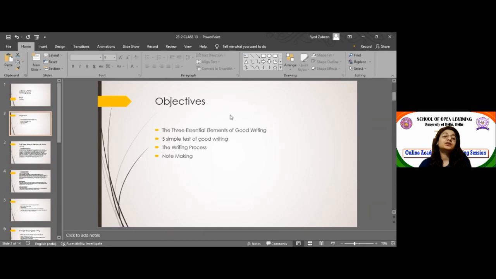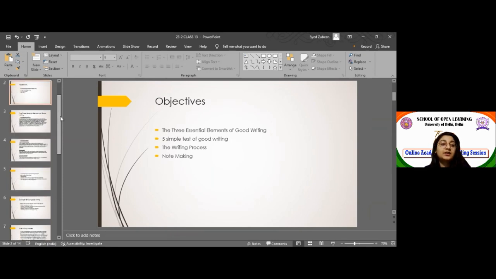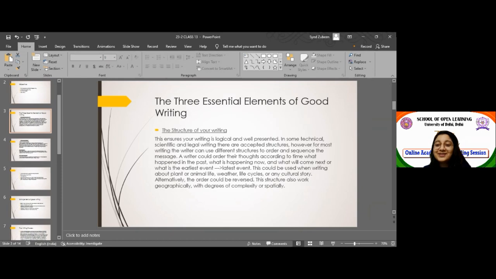In this particular lesson that we'll be covering today, we will be looking at the three essential elements of good writing, 5 simple steps of good writing, the writing process, and note making. And note making is a very important topic that we'll be discussing today. And so please pay attention.